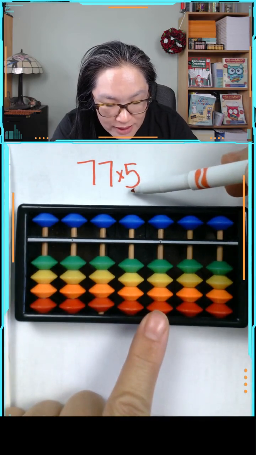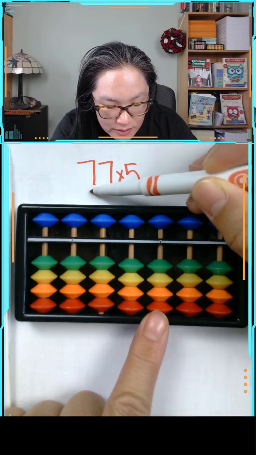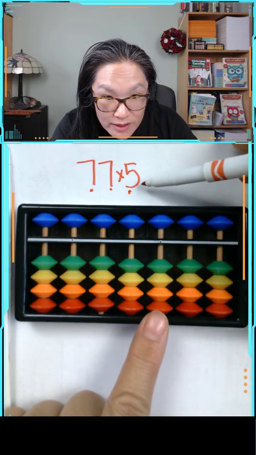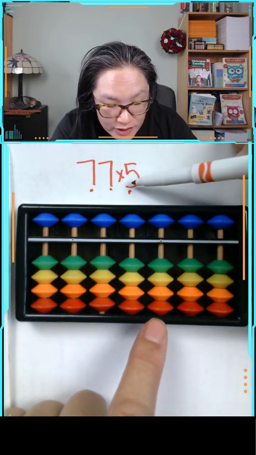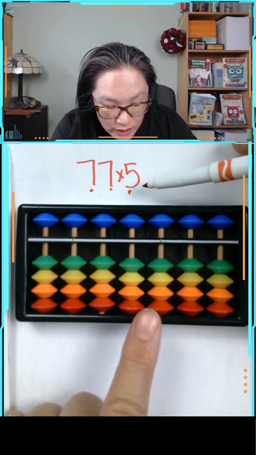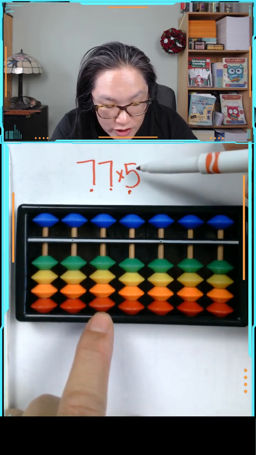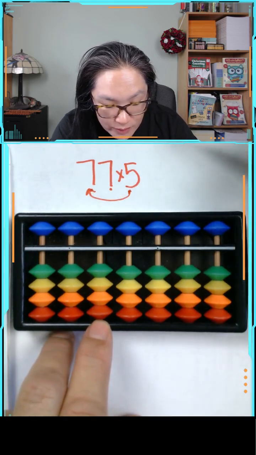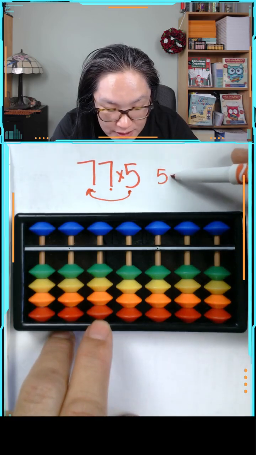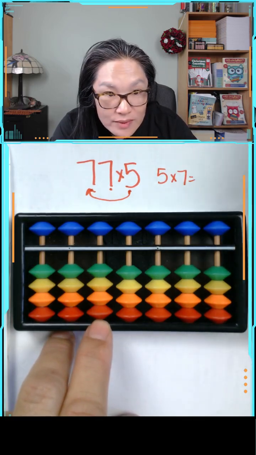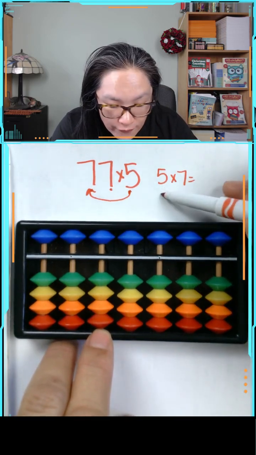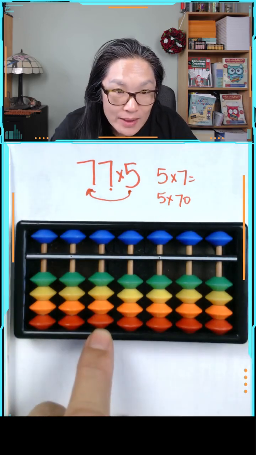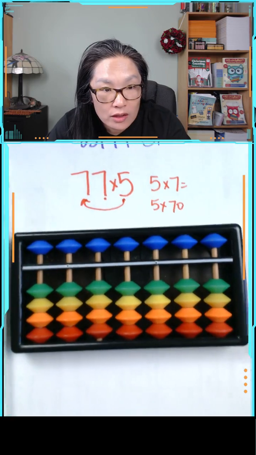We want to count the amount of digits we have on our abacus. Our answer is going to be 3 digits, because we have 3 digits in our question. So we count 1, 2, 3. It's going to be in the hundreds. Distributive property means we take this number and multiply it out. So we have 5 times 7. We are not going to do 5 times 70. We don't need to do that, because the abacus keeps track of our number.